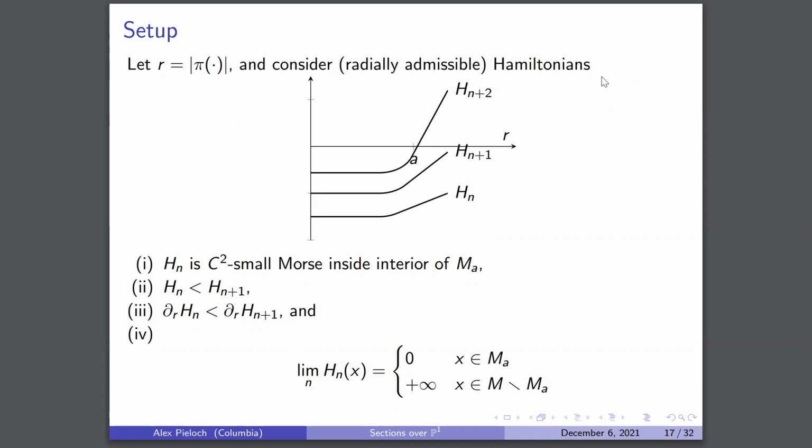Now the key property that we want this sequence of Hamiltonians to have is the following. If we have points that are inside our compact subset, we take the value of these Hamiltonians to limit to 0, or really just something constant. And if we're outside of our compact subset, we take the value of our Hamiltonians to go off to infinity. So inside we go to 0, outside we go to infinity.